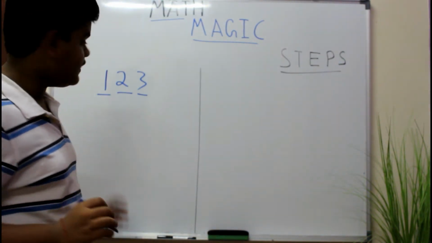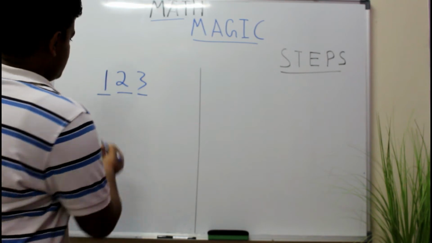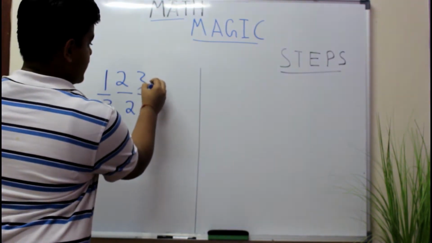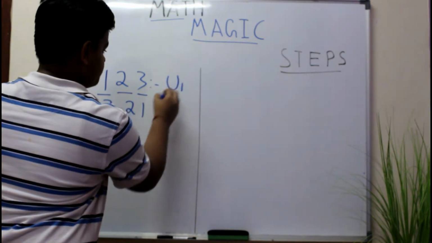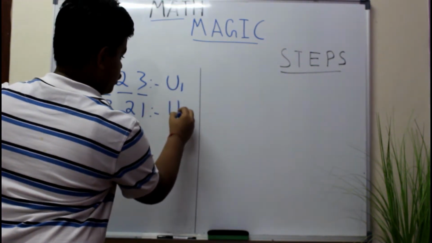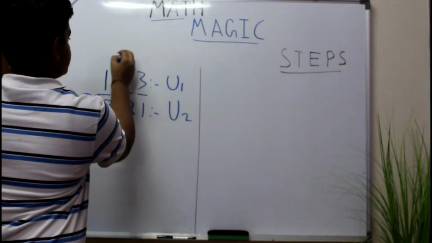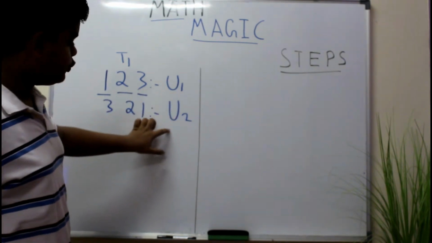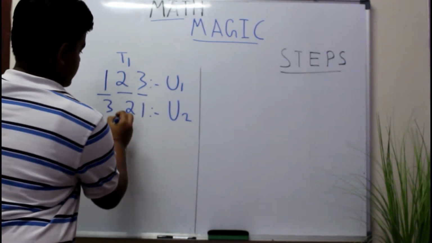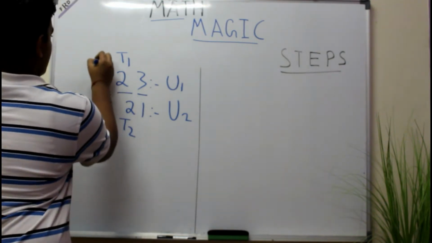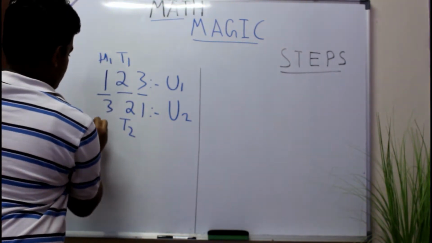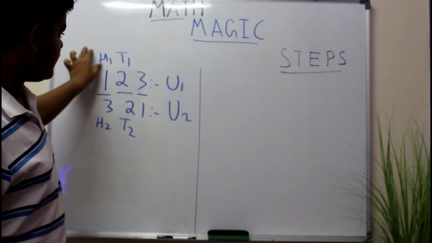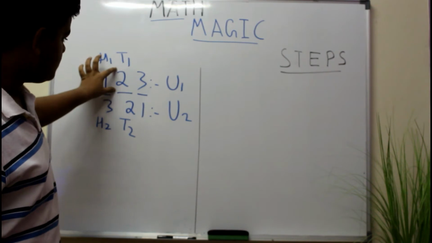So while multiplying any 3-digit number by a 3-digit number such as 123 multiplied by 321, we keep 3 as U1, 1 as U2, 2 as T1, that is, tens 1, units 1, units 2. Similarly, tens 2, hundreds 1, hundreds 2. So basically, you need to remember the variables given for each place.